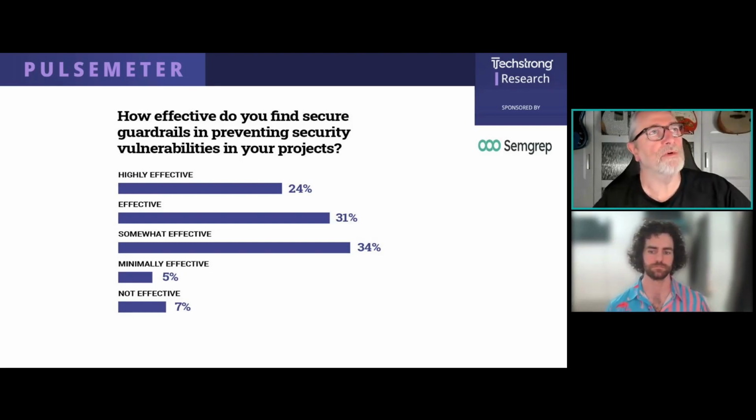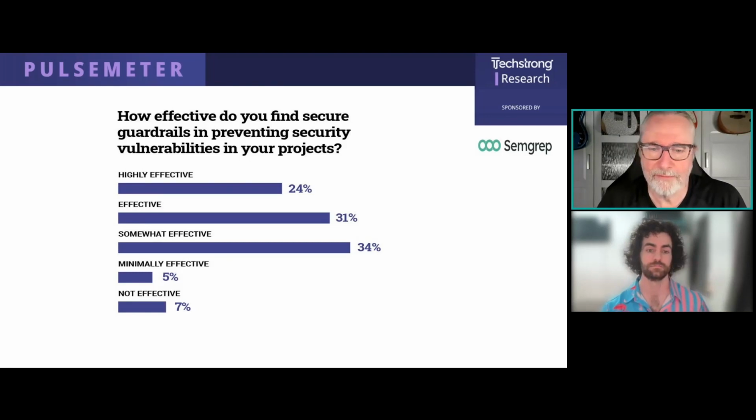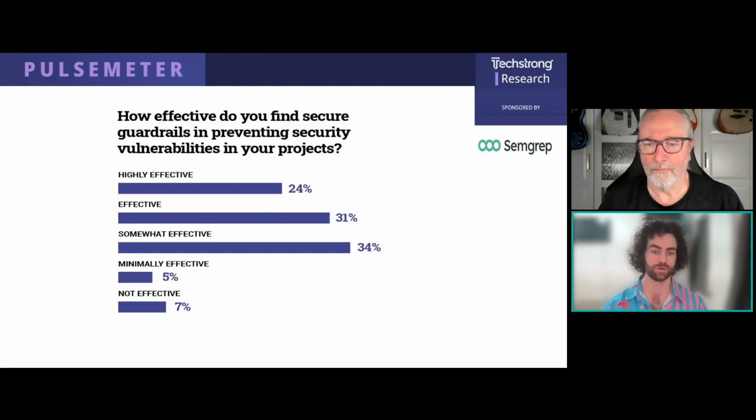As you've implemented secure guardrails yourself, or as you work with organizations as part of Semgrep, what do you see as that threshold? How long until you start to see an impact being made, and how long does it usually take to get where you really feel like you're in one of those highly effective or effective categories? Yeah, so I think it's really going to be related to, one, how much investment you put in, and two, how complicated and nuanced the problem is that you're trying to solve.